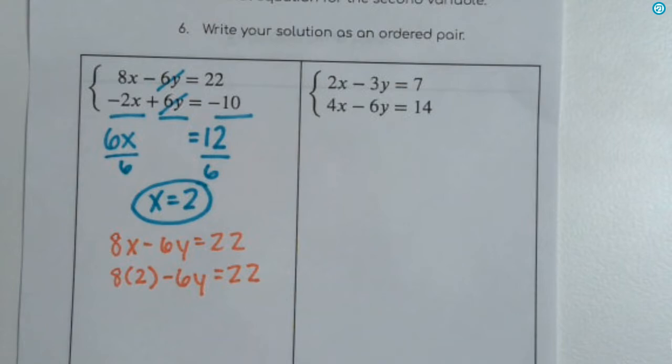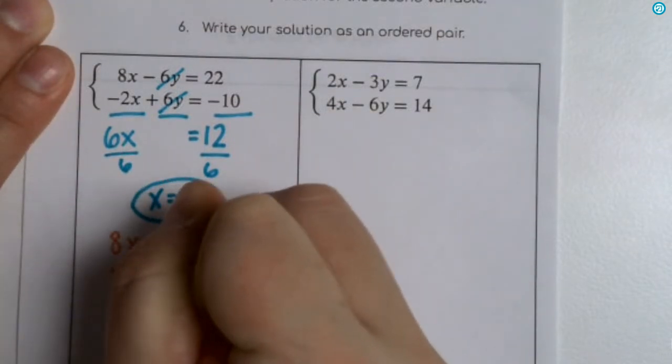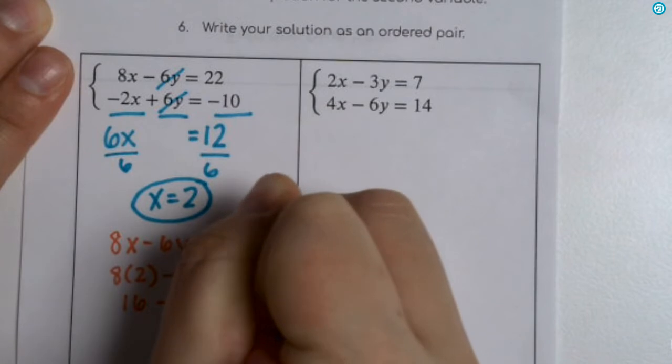In this one, solving for our second variable is a teensy bit more work because we don't have an equation that's set up as x equals or y equals like we did in substitution. That's why it kind of ends up being the same amount of work. So we'll multiply 8 times 2 right here. That's 16. 16 minus 6y equals 22.